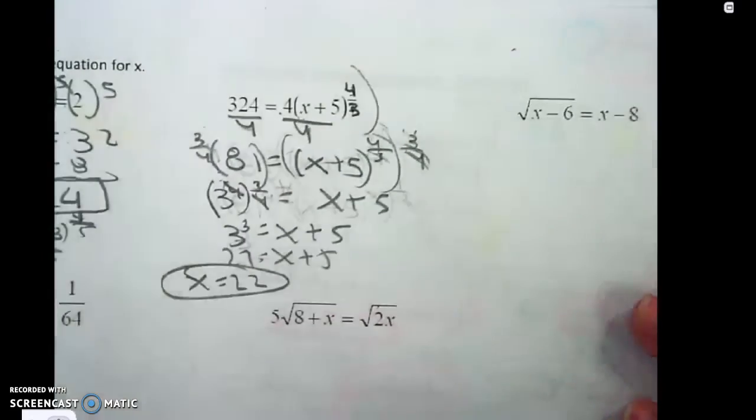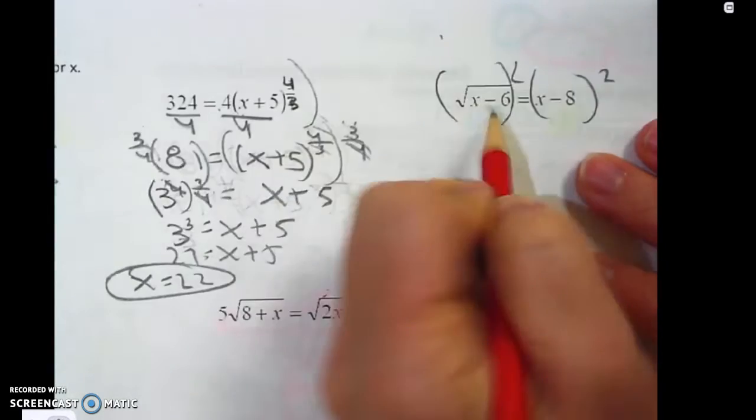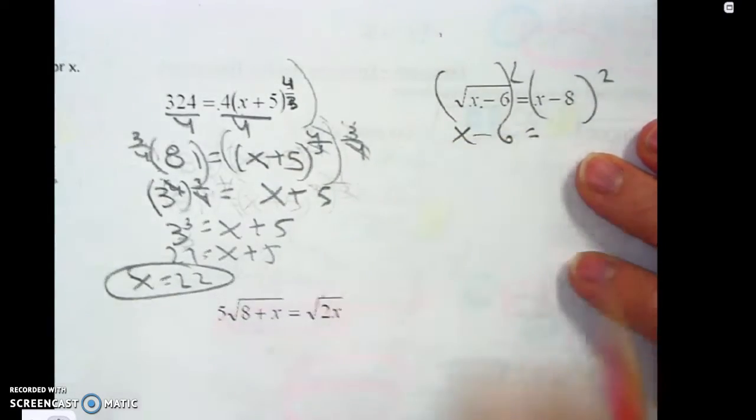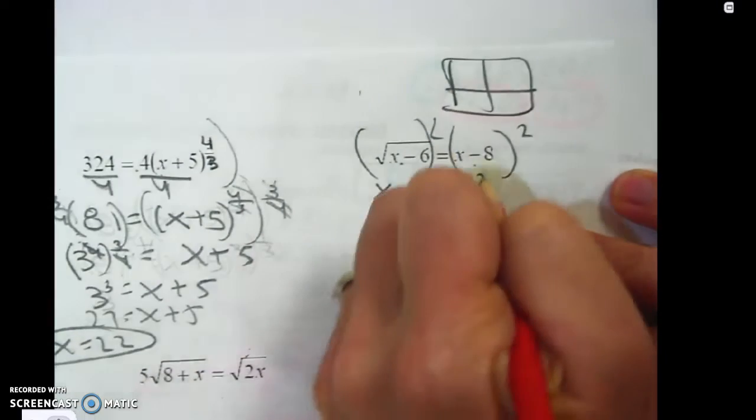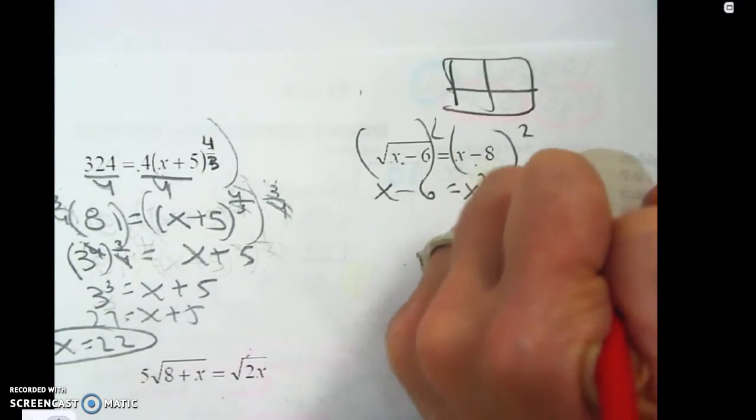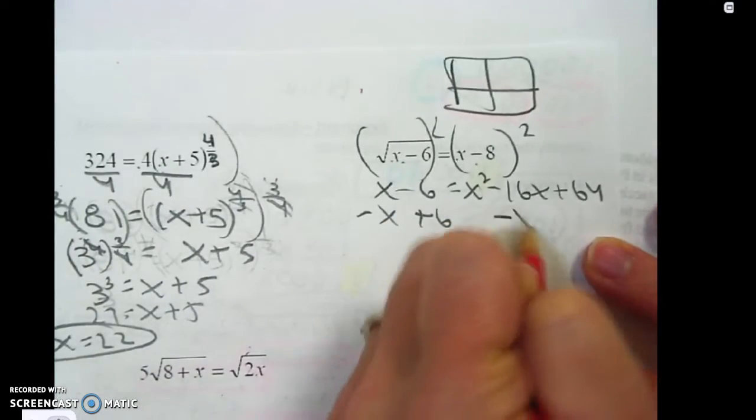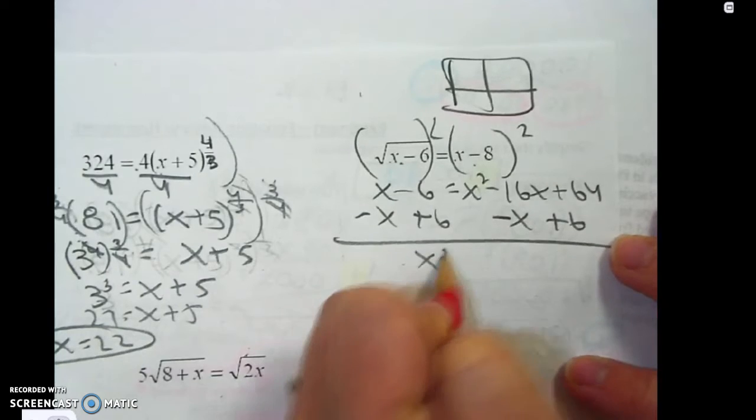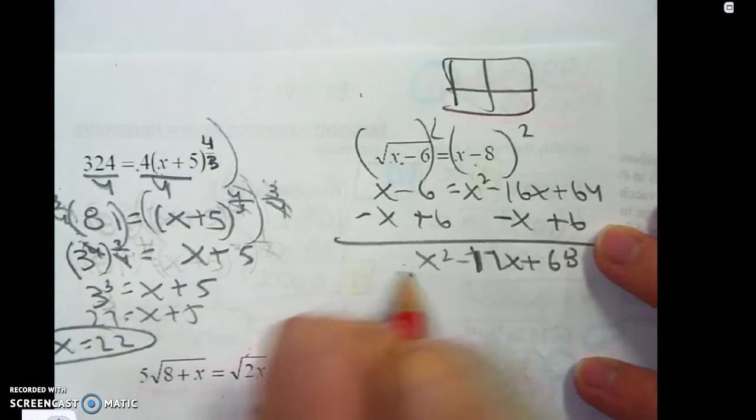All right, let's go to the next one. Square both sides. A mistake that you're going to make, this isn't the mistake you're going to make, but when you square this, you're really boxing it out. When you box it out, you get x squared minus 16x plus 64. Set it equal to 0. x squared minus 17x plus 68.